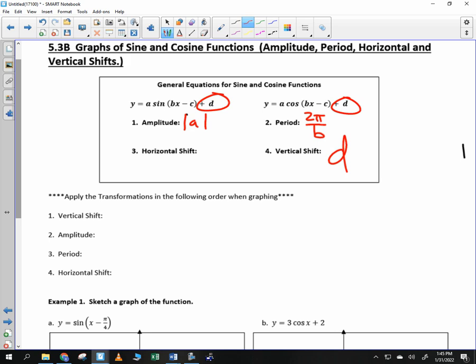But we said if it's on the outside, it affects it vertically. If it's on the inside, it affects it horizontally. So the horizontal shift, you look on the inside, set bx minus c equal to 0 and solve. For anybody who's watching YouTube that doesn't go to this school, there's a different way of setting that up, but I think that that's the best way to do it.